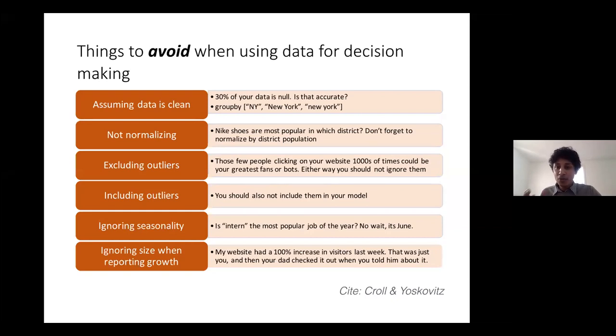You probably want to know qualitatively what these points are and get that information because it might be helpful at some point. But you should also probably not include them in your machine learning model. Let's say you have a recommendation system and you include these data in it, the recommender will start recommending for everyone what's being bought by these greatest fans or what's being clicked on by the bots. So that's not the best thing either. So either way, there are two different cases where you have to exclude outliers or include outliers.